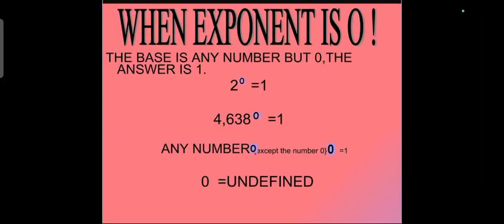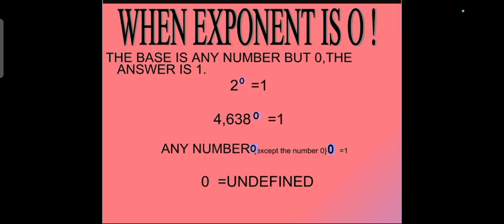What will happen if the exponent is 0? The base is any number but 0. The answer is 1. For example, if any number is raised to the power 0, that is, the base can be any number but the power is 0, here the answer will always be 1.